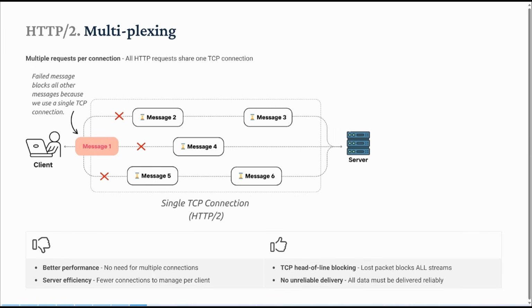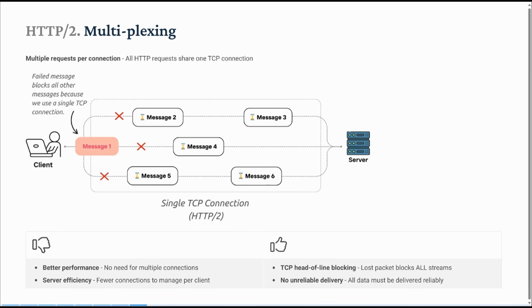HTTP 2 tried to solve the efficiency problem with multiplexing. The idea was really cool. Instead of opening multiple TCP connections, let's make all HTTP requests share one TCP connection. This is much better for performance because you remove the overhead of multiple connection establishments. It is also better for server efficiency, since servers need to manage fewer connections per client. But these optimizations create a new problem: TCP head-of-line blocking. Now, when a packet is lost at the TCP level, it blocks all streams because they are all sharing that single TCP connection. It's like we went from multiple highway roads back to a single road. More efficient in theory, but if there is an accident, everything stops.